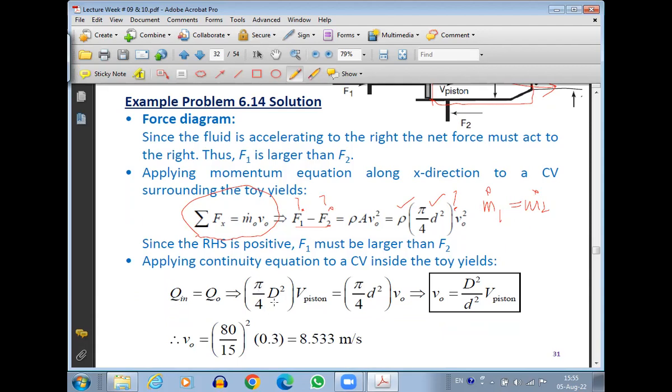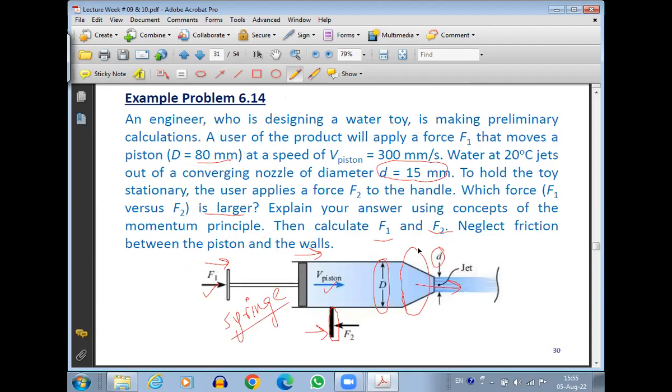A1 will be pi by 4 times the diameter of the cylinder squared, multiplied by V1, the velocity of the piston, and A2 will be pi by 4 times the small diameter of the jet squared, multiplied by the outlet velocity. So now we get a relationship between piston velocity and outlet velocity. Piston velocity was given in the question. It was mentioned that the user applies the force such that the piston moves at 300 millimeter per second.